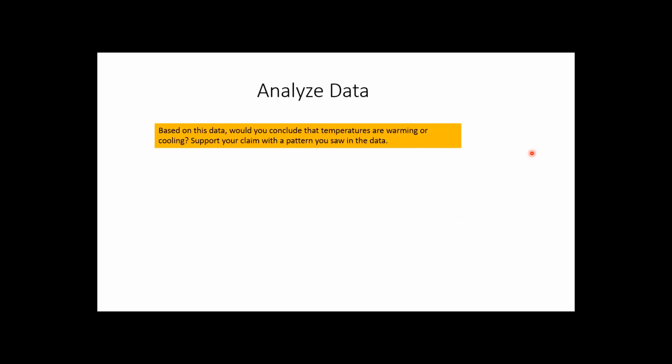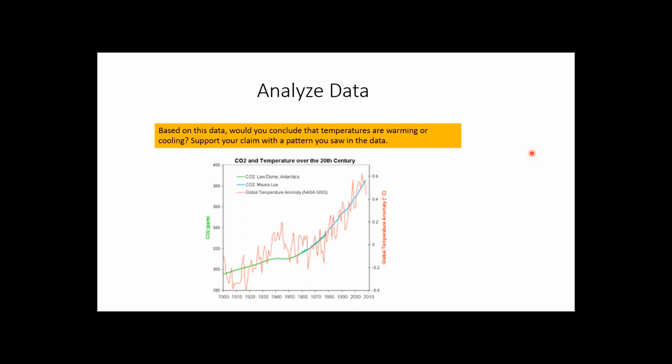Based on this data, would you conclude that temperatures are warming up or cooling? Support your claim with the patterning you saw in the data. So again, just looking at the data and nothing else, the data seems to say that as carbon dioxide levels go up, temperature is going up. And so as CO2 and methane levels continue to rise, we would expect that the temperatures will continue to rise because the data is hinting at that.